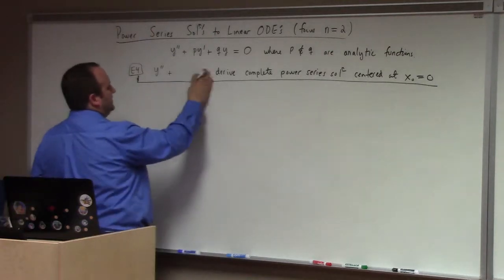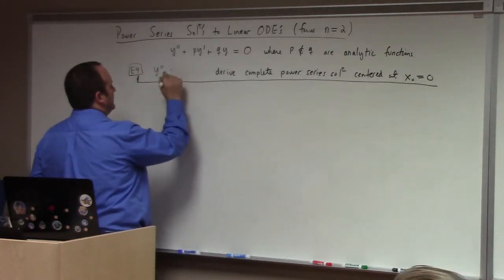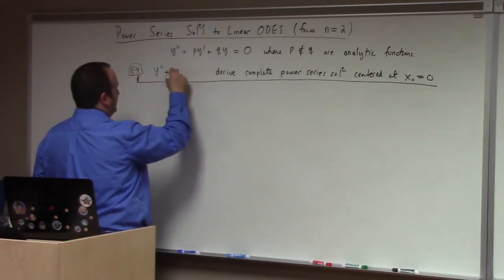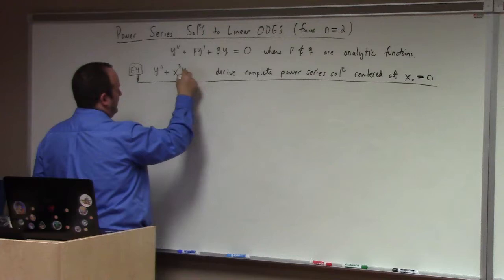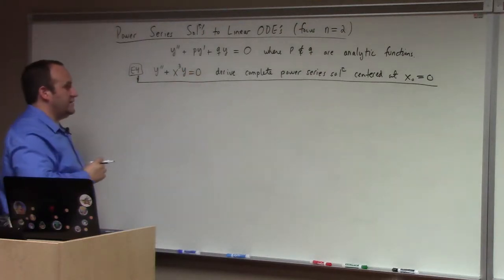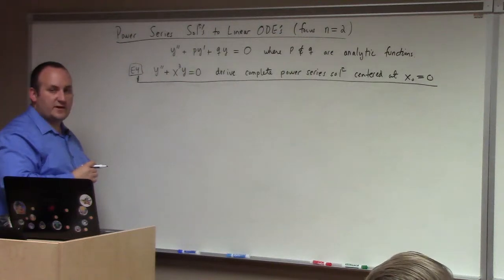So we'll still keep it relatively simple here, but we'll do y prime prime plus x cubed y equals 0. And I want us to derive the complete power series solution centered at 0.